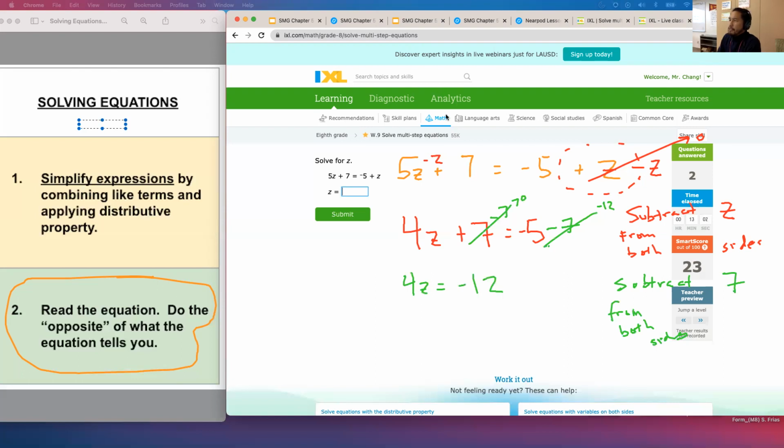And remember, 4z is the same as 4 times z. So there's like a hidden multiplication in there. And when you see that math operation, 4 times z, do the opposite of it. So instead of multiplying z by 4, divide both sides by 4.